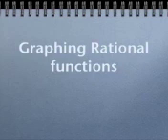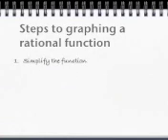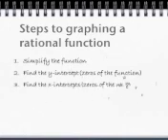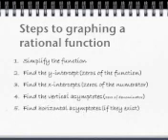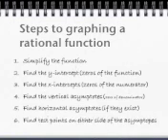Graphing rational functions. Steps to graphing a rational function. 1. Simplify the function. 2. Find the y-intercept, the zeros of the function. 3. Find the x-intercept, the zeros of the numerator. 4. Find the vertical asymptotes, the zeros of the denominator. 5. Find horizontal asymptotes, if they exist. And 6. Find the test points on either side of the asymptotes.